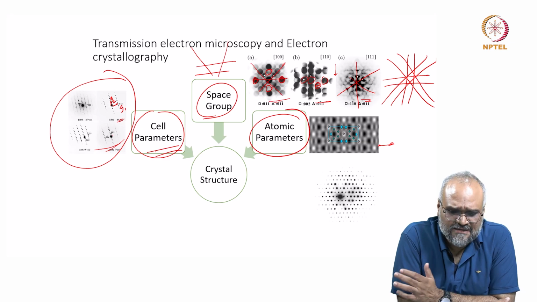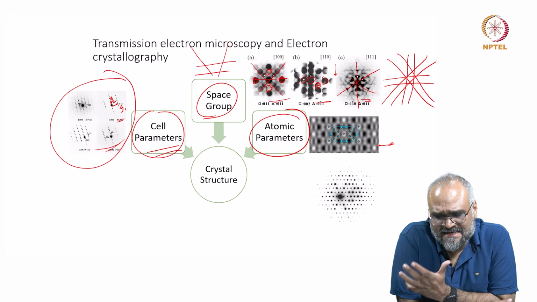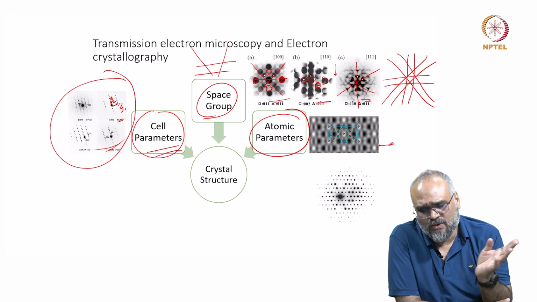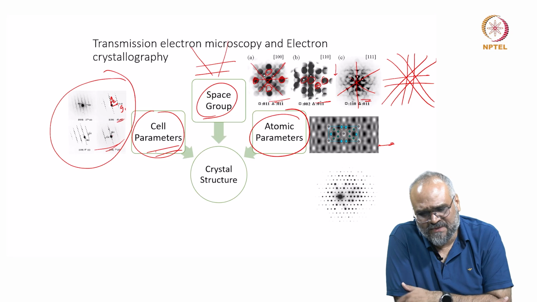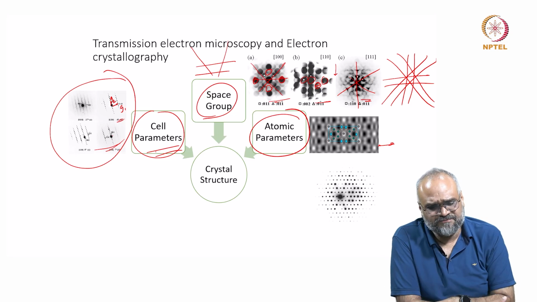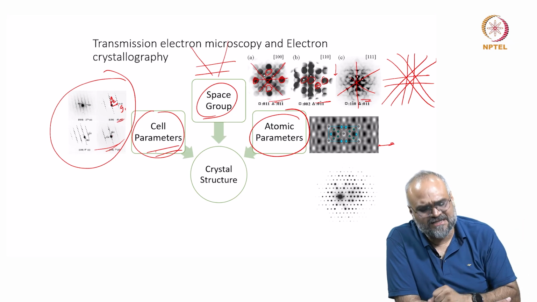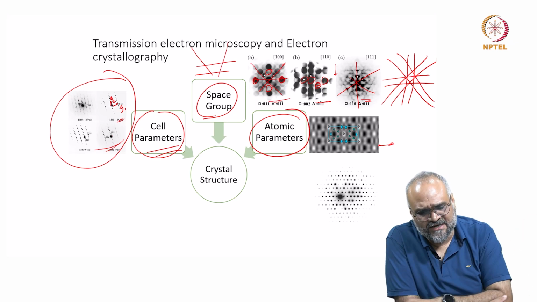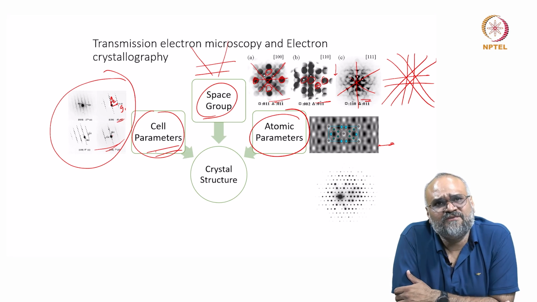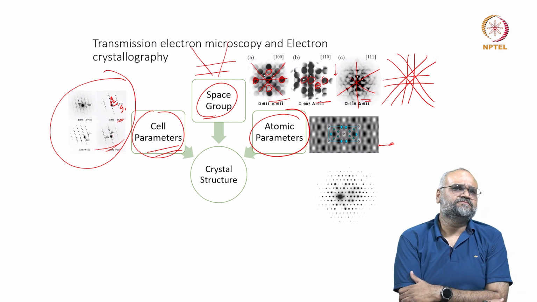So, at this point, I hope I have impressed upon you what is the necessity of electron diffraction and how can you get crystal structure information within transmission electron microscope by using complementary techniques. By simple parallel broad beam illumination, I can get spot diffraction patterns. Then through convergent beam techniques, I can get symmetry information, and through high resolution techniques, I can get positional information.